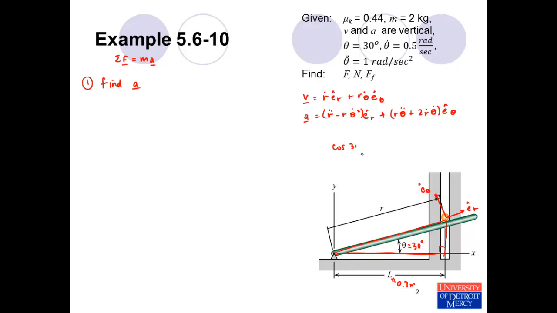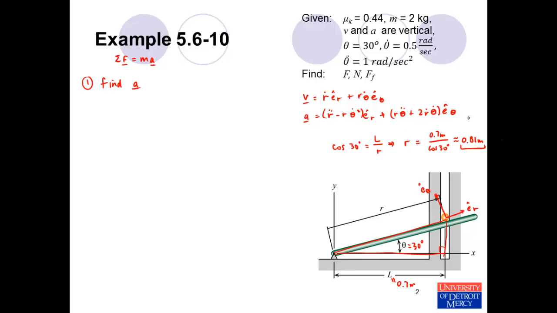So cosine of 30 degrees is equal to adjacent over hypotenuse. So it's equal to L over R. If we want to solve for R, we have L on this side, which is 0.7 meters. We divide through by the cosine 30 degrees, and we get that our radius is approximately 0.81 meters at this instant.